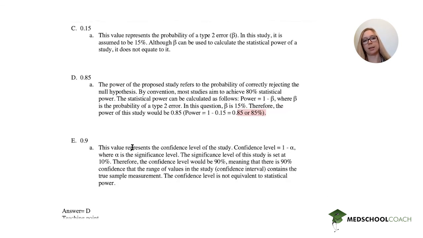And then finally, the 0.9 is the confidence level of the study. So confidence is 1 minus alpha. Alpha is the significance level. And here our confidence level is 90%.